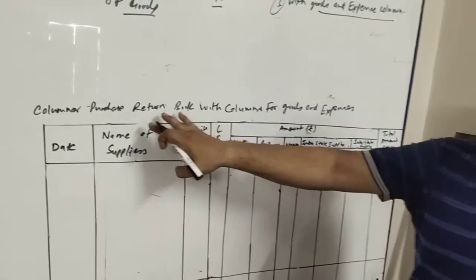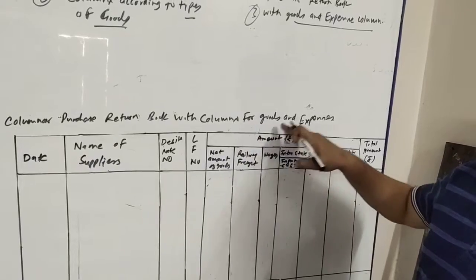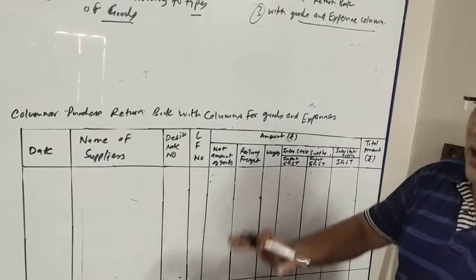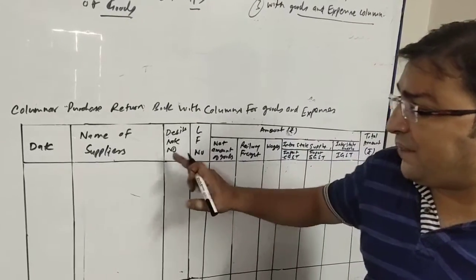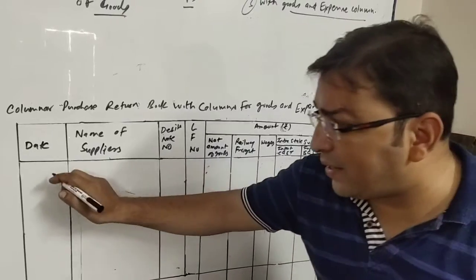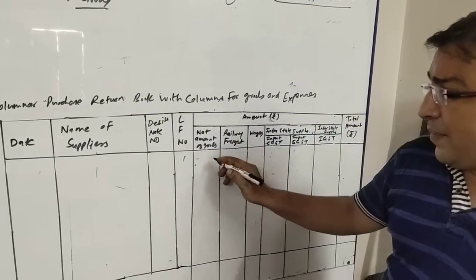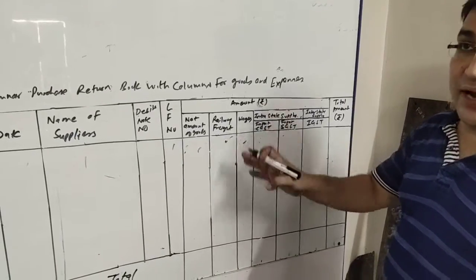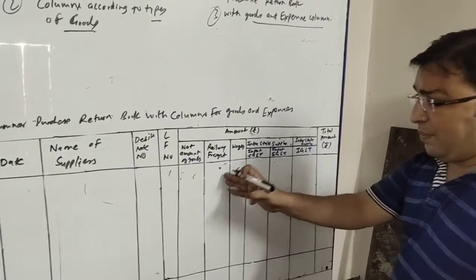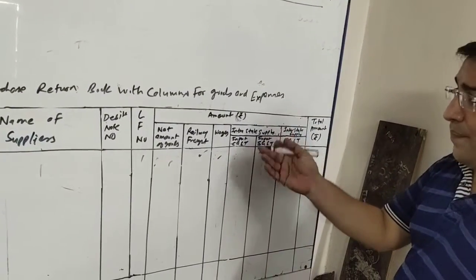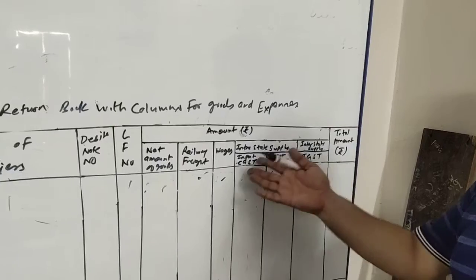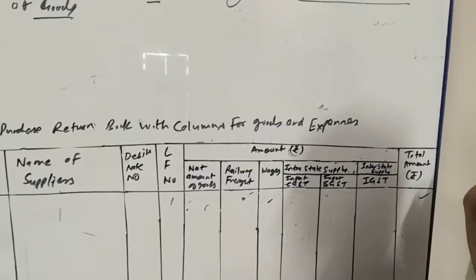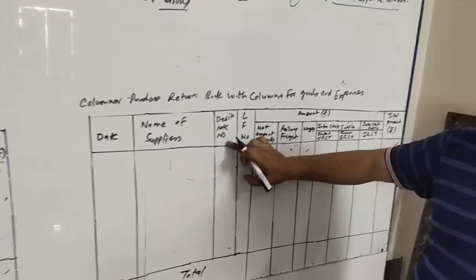The third type is columnar purchase return book with the columns of goods and expense. So here also, this also we have learned in purchase book. The all columns are same. The only difference is debit note number. Here date will come, here name of supplier will come, LF number will come, and net goods amount will come. Whatever expense, wages, railway freight, carriage, whatever columns will be there, we will be writing accordingly. If it is GST sum, then intrastate or interstate, CGST, SGST, and in case of interstate, IGST will be applicable, and total amount will be there. The only difference, debit note number.